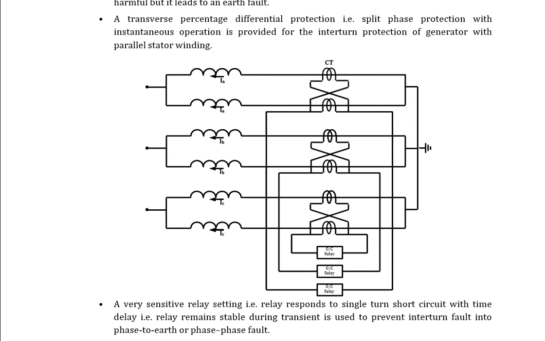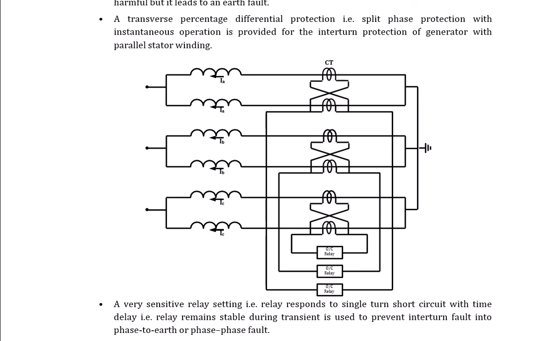All the windings are associated with the CTs, and the CTs are cross connected with the other CTs, and then all the CTs are connected with the overcurrent relays. Okay, so whenever you are asked this question, then draw this figure. Okay, so a transverse percentage differential protection, split phase protection with instantaneous operation, is provided for interturn protection of the generator with parallel stator winding.